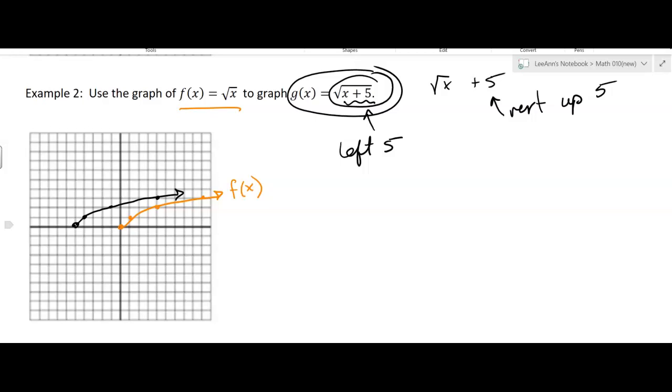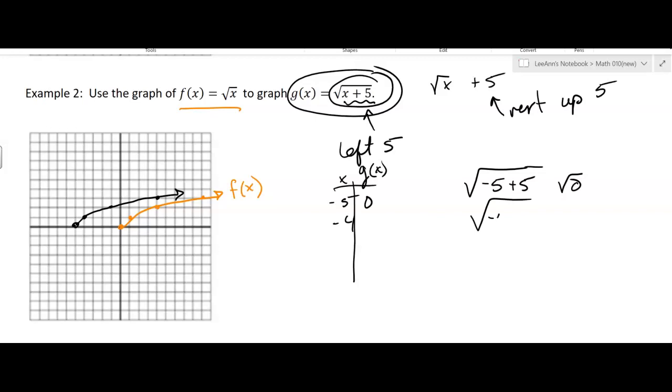Now if you're like, well, I don't really believe you, you could make a little table of values. Let's see what we're putting in. We're putting in -5, right? When you put in -5, then you have the square root of (-5 plus 5), which is the square root of 0. That's 0, right? And then we're putting in -4. So -4 plus 5, well, that's the square root of 1. So yeah, that's 1. And so on and so forth. You could do the table of values.